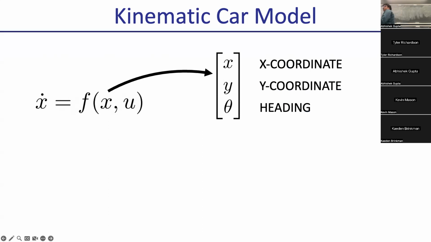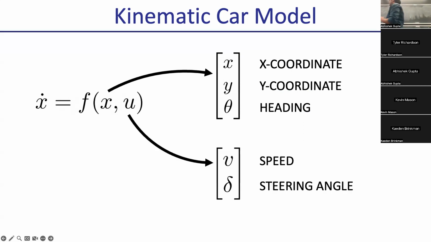Now, what is X and what is U for a race car? For a race car, X is going to be the state, which is the current X coordinate, the current Y coordinate, and the heading. So you want to say, if your race car is faced at an angle, what is the X and Y, and which way is it pointing?